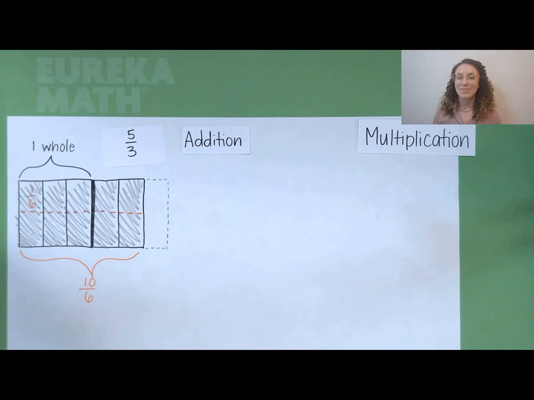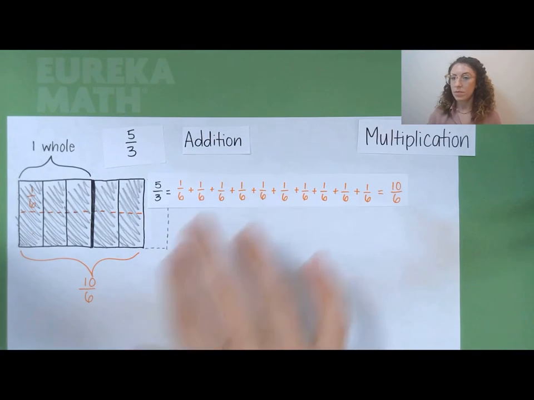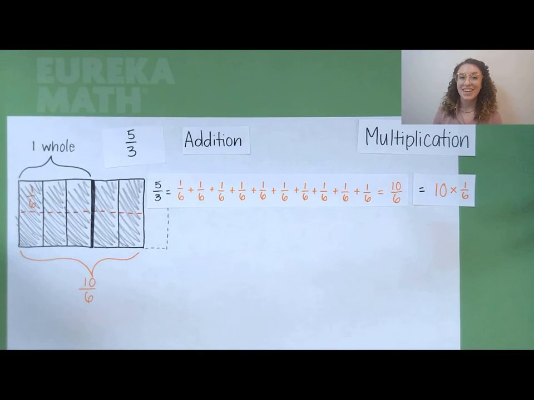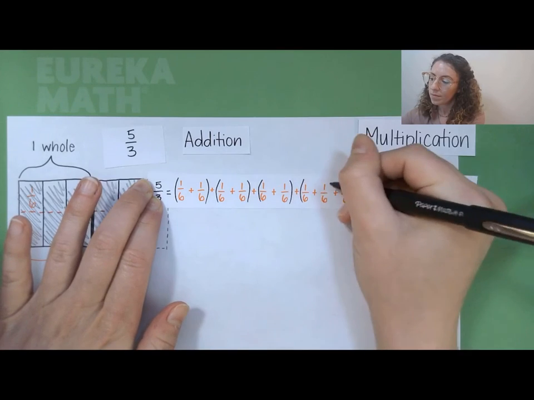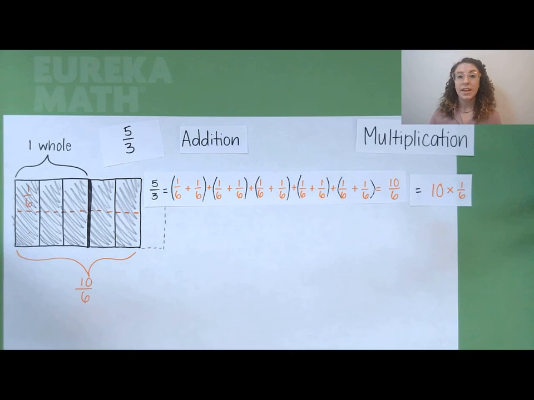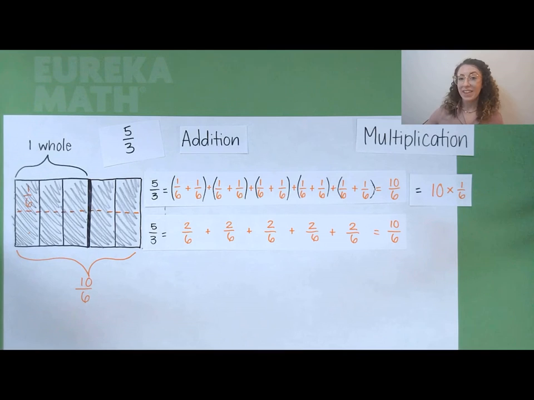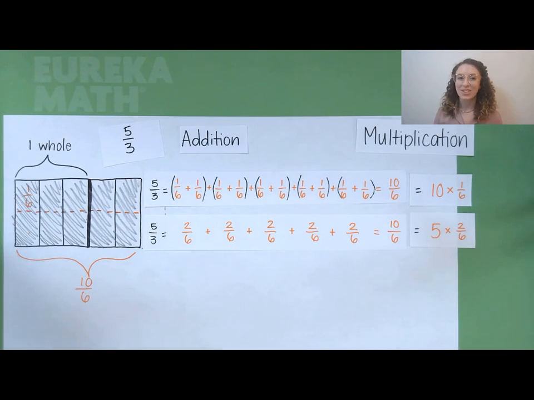Here are some examples. You could show that 1/6 was added 10 times, which would be 10 times 1/6 as multiplication. Maybe you thought about 2/6 as each third, and added 2/6 5 times. That would be 5 times 2/6 as multiplication.